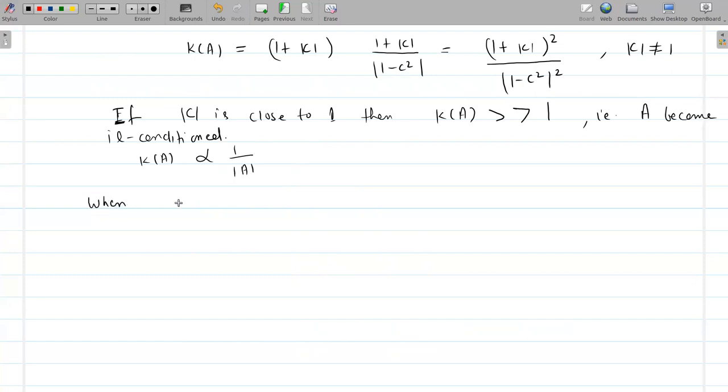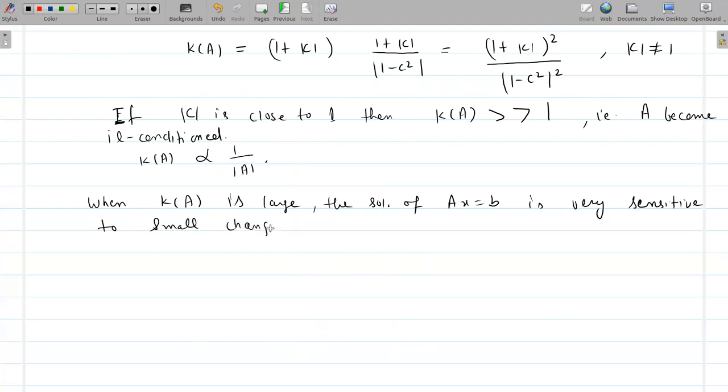And when the condition number is large, the solution of the system Ax equals B is very sensitive to small changes in matrix A. So in numerical analysis, algorithms and steps are stable when a small change does not affect the result. Okay, if a small change does affect it, then we call it ill conditioned.